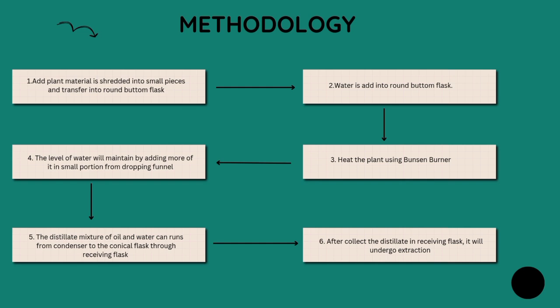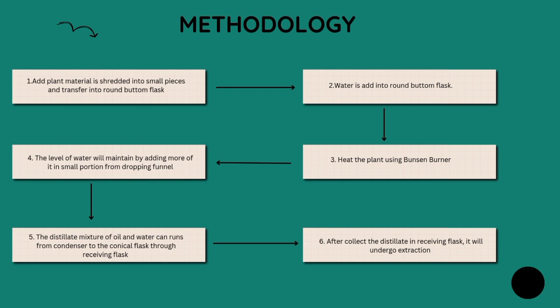The plant material of Annona squamosa is cut into small pieces and transferred to a round bottom flask. Add the plant material not more than half full. Water is added to approximately half of the round bottom flask. Heat the plant material using a Bunsen burner until the water in the flask boils and generates steam. After that, the distillate mixture of oil and water runs from the condenser to the conical flask via the receiving flask. The distillate will contain water and oil.